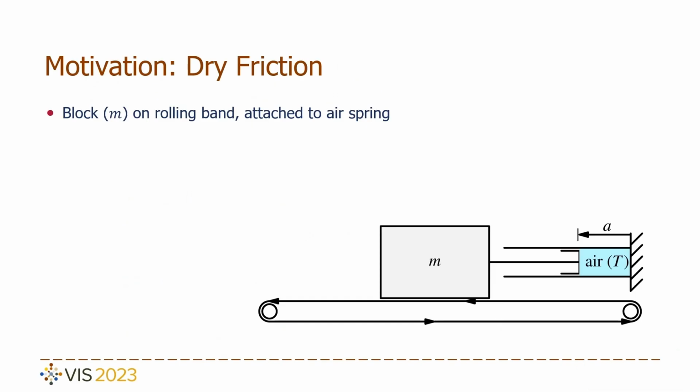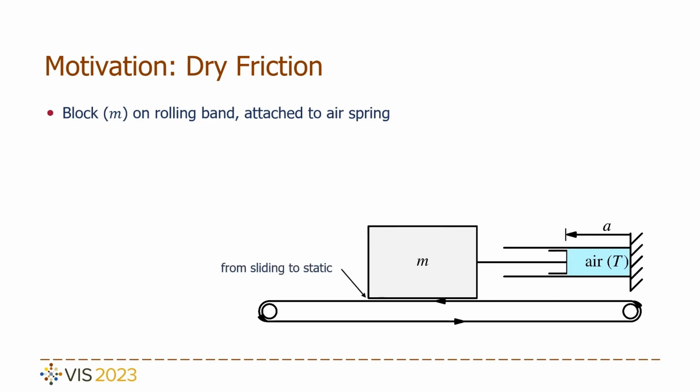As a motivating example, we look at the physical model of dry friction. A solid block lies on a rolling band. The block is attached to an air spring. As the block slides over the band, it will experience sliding friction. At a certain velocity, this sliding friction will transition into static friction, which is usually higher than sliding friction.